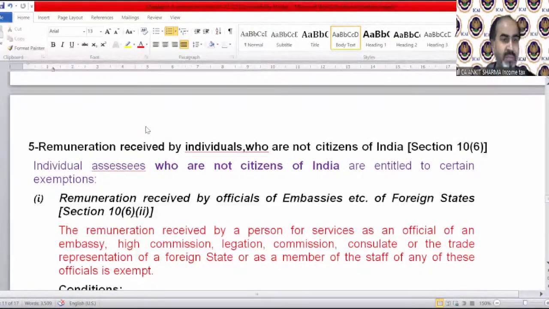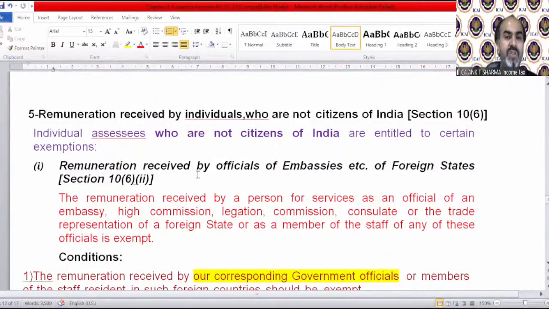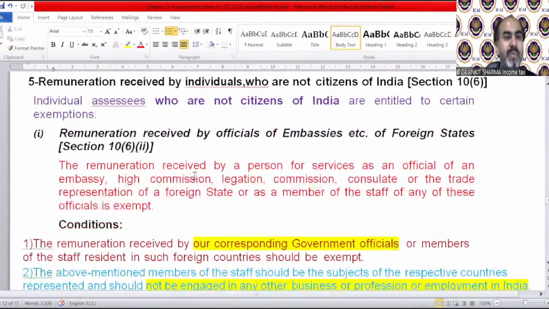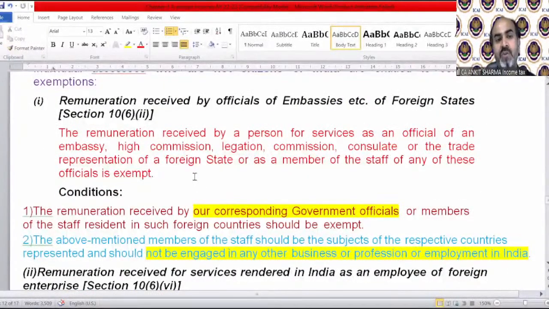Individual assessees who are not citizens of India are entitled to certain exemptions. Remuneration received by officials of embassies, etc. of a foreign state. The remuneration received by a person from services as an official of an embassy, etc. is going to be exempted. Just read this and the conditions, because we exempt their income in our country and vice versa, they exempt our ambassadors, those appointed in their country, on the income received by them. So there is a contract between both governments that we will not charge tax from your ambassadors and they will not charge tax from our ambassadors. There is no technical point in this, just a pure reading. You have to learn this.